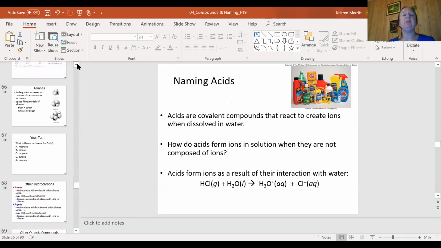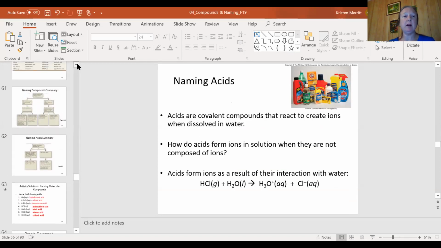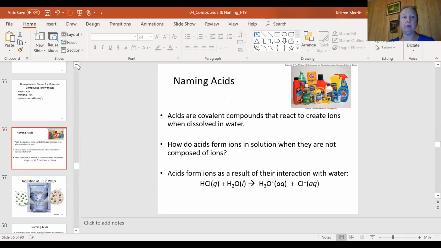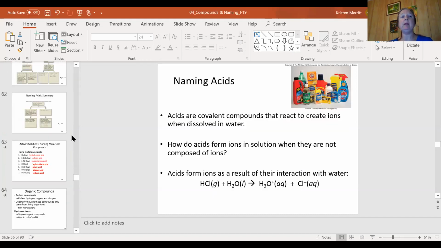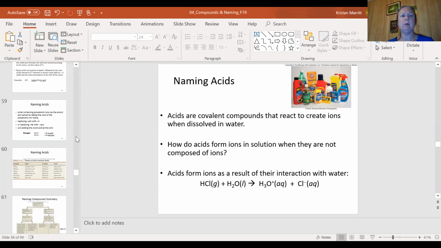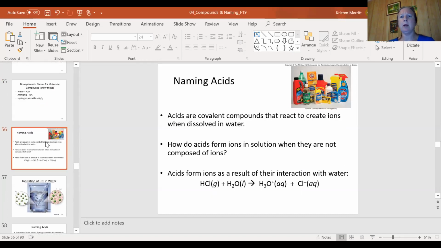Okay. The last bit is naming acids. Now we are going to have an entire separate section on acids, but I want you to be familiar with the naming. The naming of them is very similar to the rules for your ionic compounds or your polyatomic ions. Acids are covalent molecules, hydrogen and chlorine, hydrogen and fluorine, that react with water and create ions. Like I said, we're going to have full sections on that towards the end.